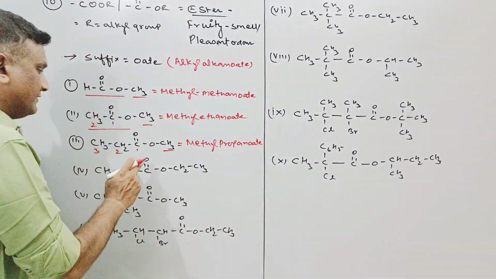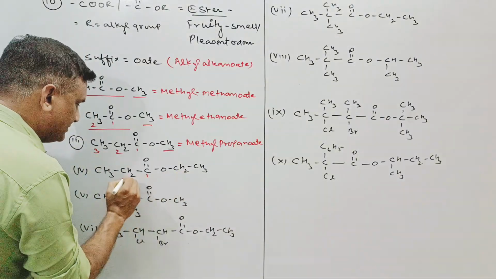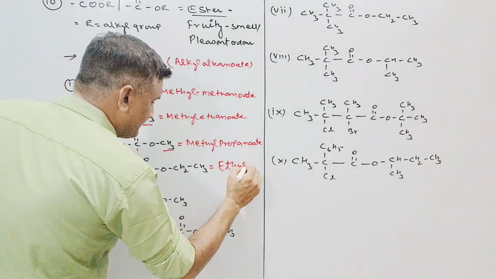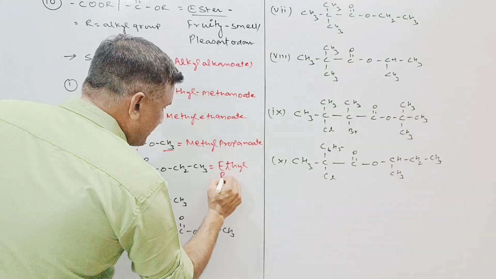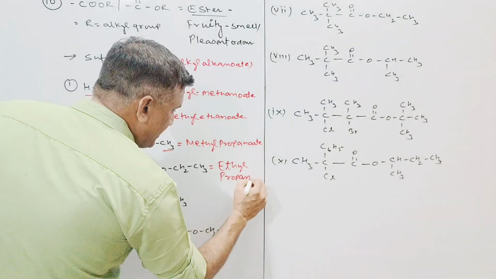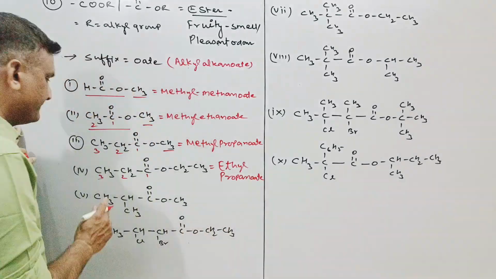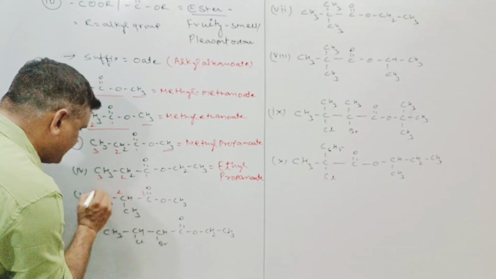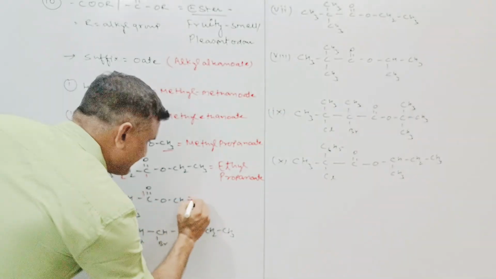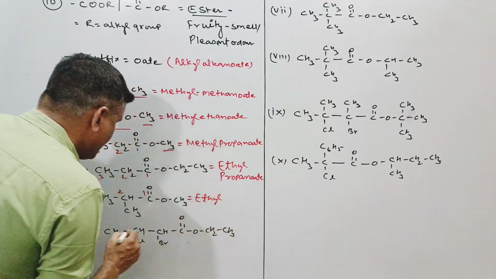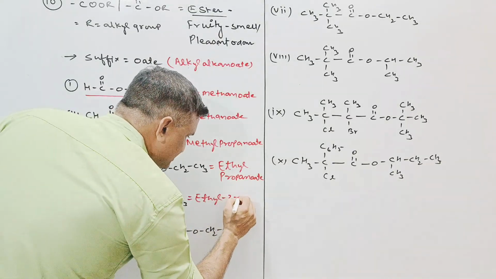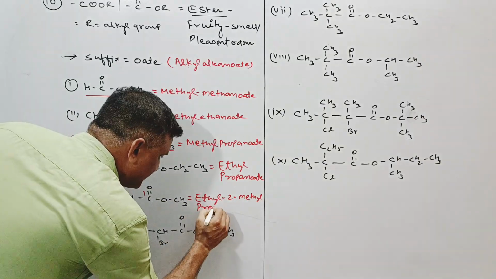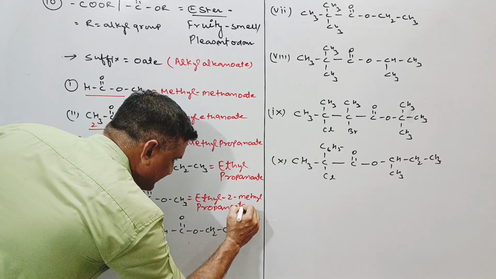If we go with this compound, this is 1, 2, 3. So this is the ethyl. There is a 3 carbon chain, prop, single bond an, and oate will be the suffix. So this is ethyl propanoate. If I go with this compound, the chain will be as follows. This is your ethyl. At number 2 position there is a methyl, so this is the 2-methyl. And there is a 3 carbon chain, so prop, single bond an, and oate will be the suffix.